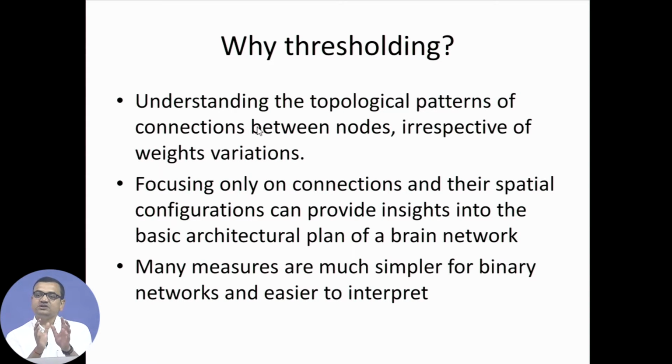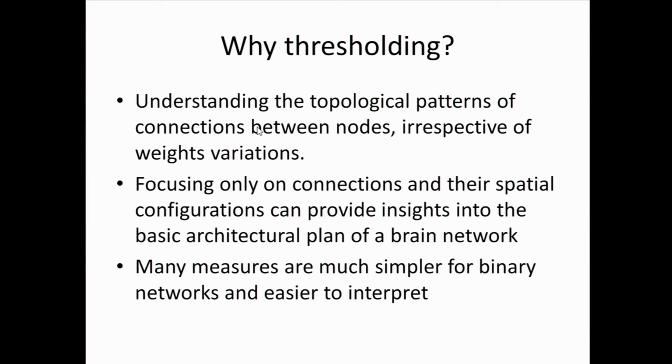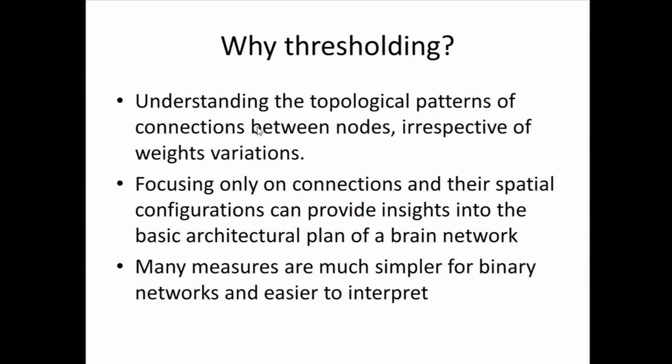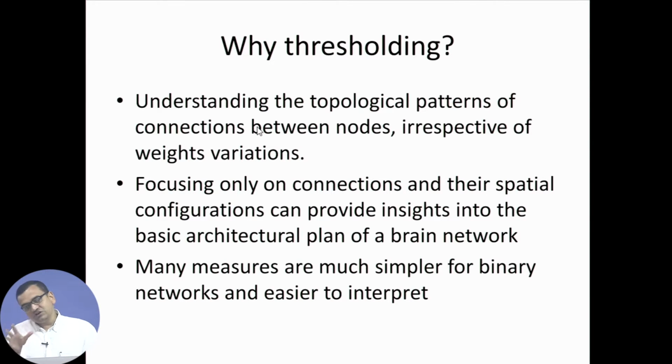Still, you will see immediately whether a node has a group of connections with another group of nodes or not. Certain topological aspects will be immediately clear, which won't be clear if you use the raw values. Also, focusing only on the connections and their spatial configurations provides the basic architectural plan of the entire network, because often we also want to find out the architectural organization.